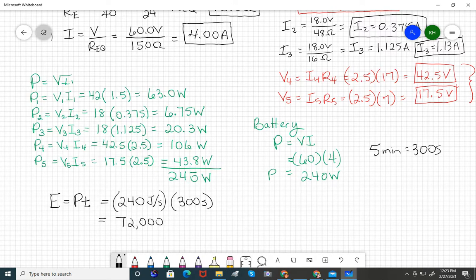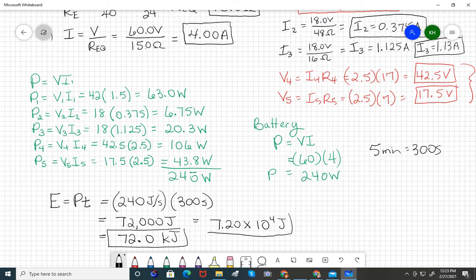240 times 300 is 72,000 joules. Or if we want significant digits, we could say that's 72.0 kilojoules, there's my 3 significant digits. Or you could also say 7.20 times 10 to the 4th joules. A couple of different ways to write it that show 3 significant digits in your answer.